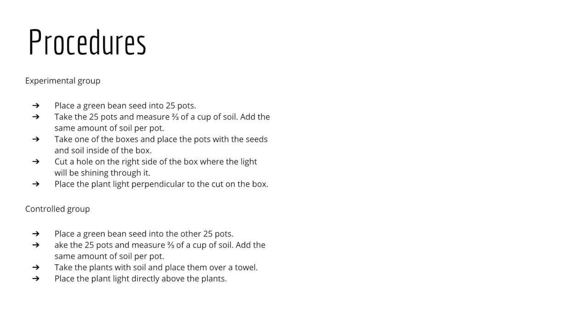The procedures to prepare the plants for the perpendicular light: Place a green bean seed into 25 pots. Take the 25 pots and measure 2/3 of a cup of soil. Make sure to add the same amount of soil per pot, and make sure the green bean is covered.